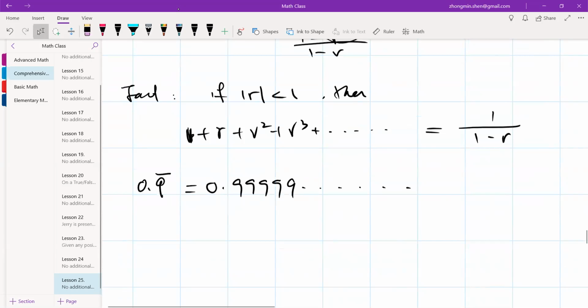The infinitely many 9s. How do you understand this? This is viewed as 0.9 plus 0.09 plus 0.009 and keep going, right? But each term, I think what's going on here.